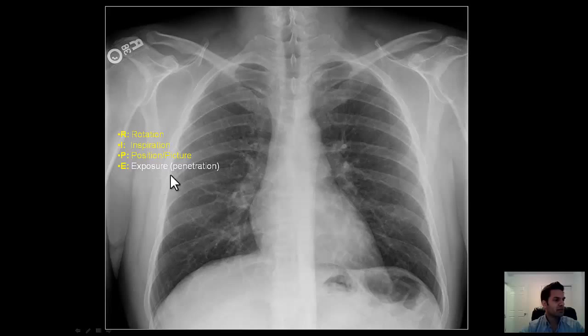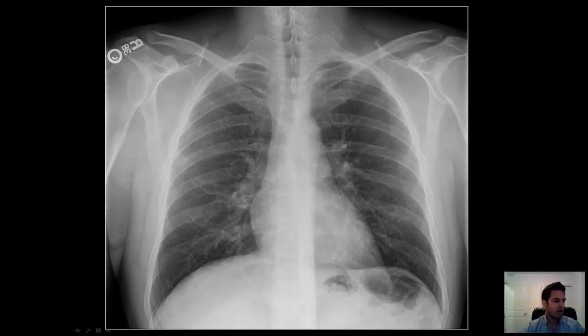The last part of RIPE is exposure or penetration. Basically, you want to see the spinous processes, you want to be able to see the vertebral bodies and the intervertebral disc space. In this case, we can even see the intervertebral disc space coming lower down, which means we have a great exposure here. So this is a great normal chest X-ray technique, and now we're going to go ahead and go through our search pattern.